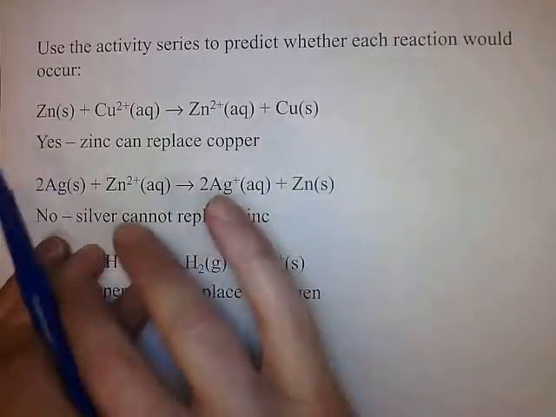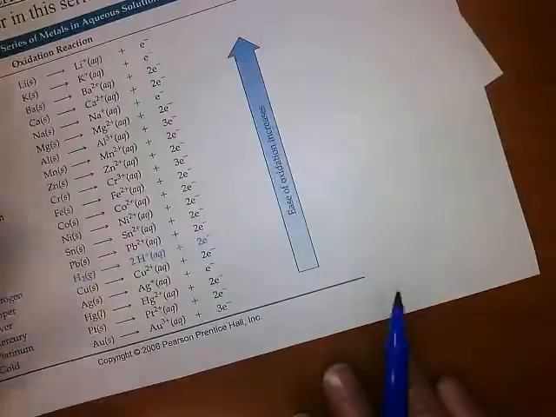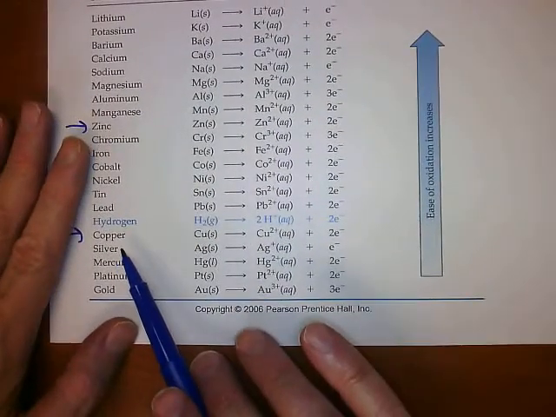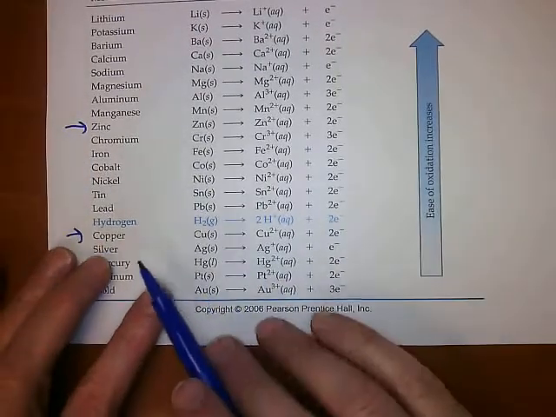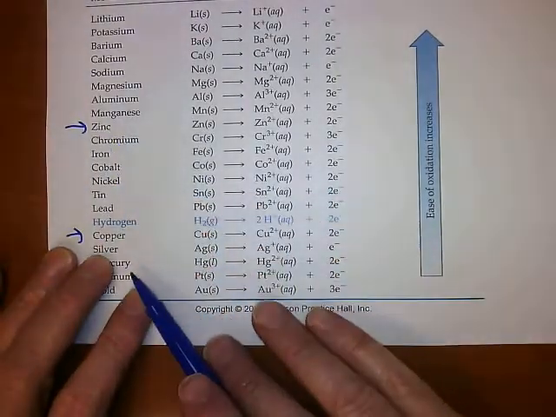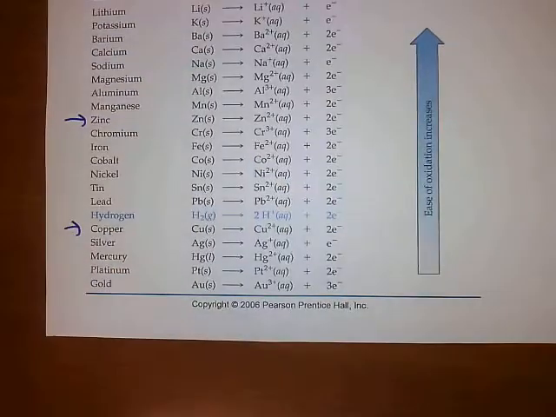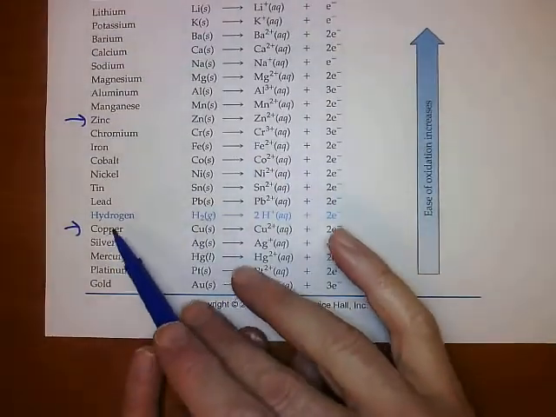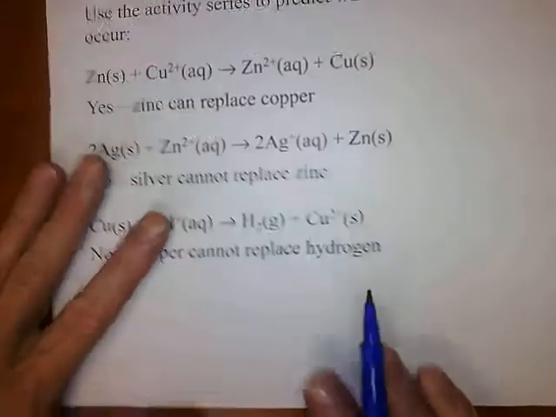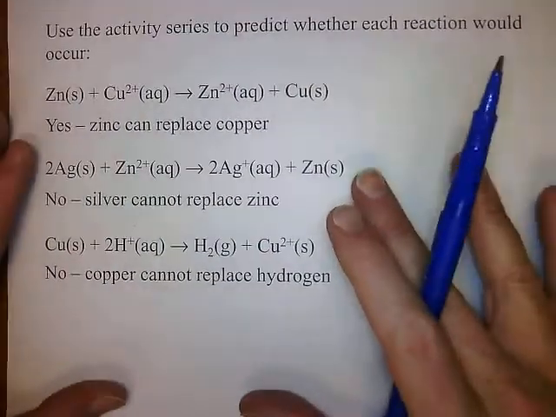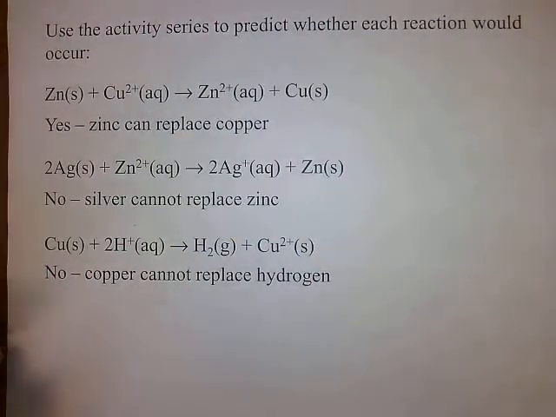Now, let's go back and look at that activity series for a minute. I had already mentioned silver. Silver is down here near the bottom. It doesn't have much tendency to be oxidized. Zinc is up here, silver's way down here. Silver can't displace zinc because it lies below zinc in the activity series. So that reaction is not going to happen.